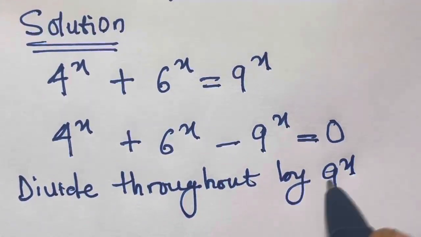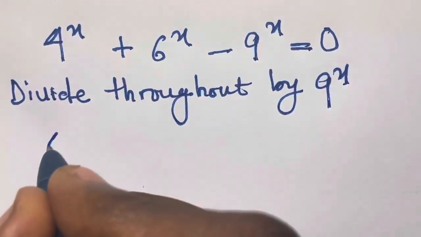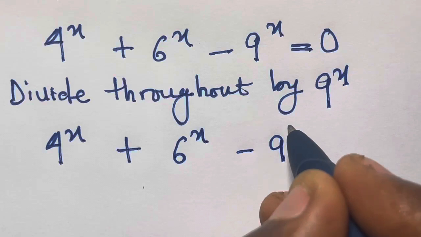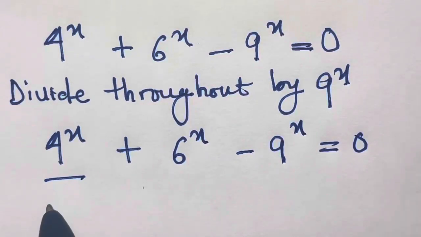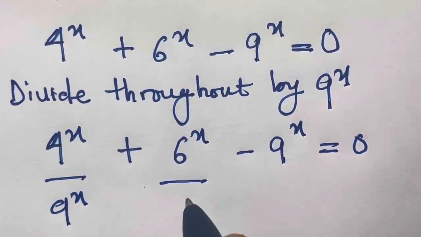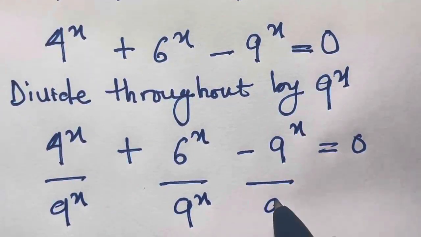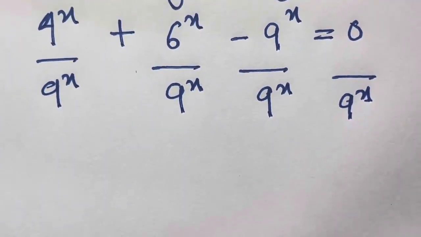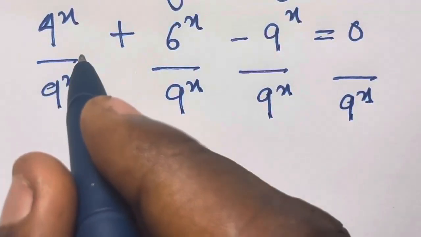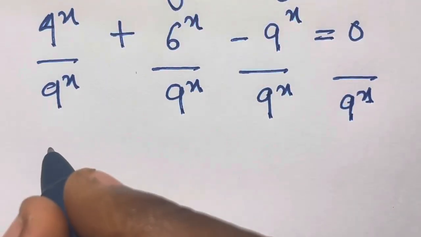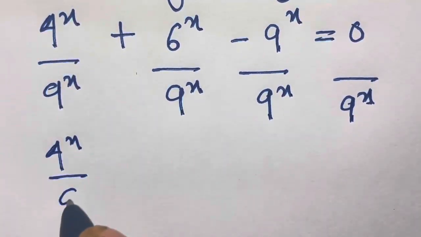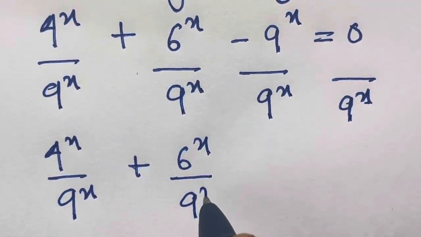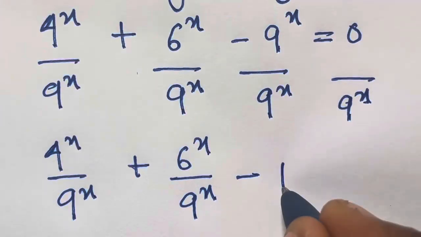If we do, we'll have 4 raised to power x plus 6 raised to power x minus 9 raised to power x equals 0. So we have this divided by 9 raised to power x, this divided by 9 raised to power x, and this divided by 9 raised to power x. So from here we'll have 4 raised to power x divided by 9 raised to power x plus 6 raised to power x divided by 9 raised to power x minus this will give us 1.